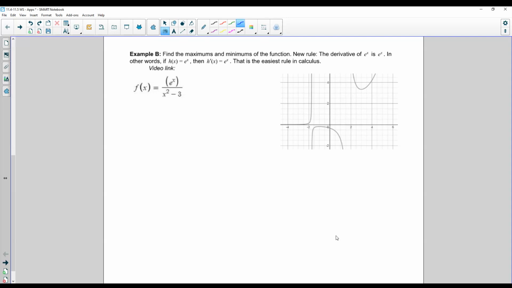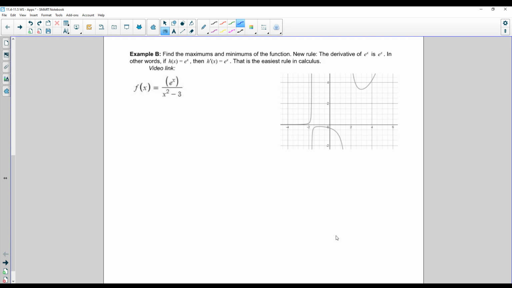All right, here we are in example B. So we're supposed to find the maximum and minimums of this function. And there's a new derivative rule that I put right in here for you. It's the easiest derivative rule in calculus. You just don't know it yet. But the derivative of e to the x is e to the x.